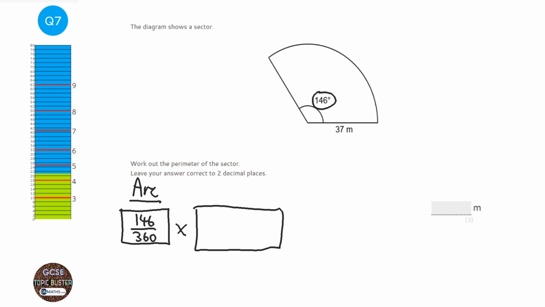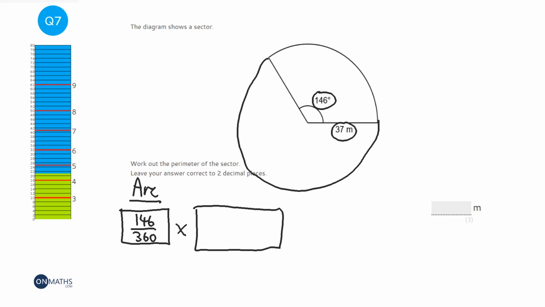The formula for the circumference of the total circle is pi d, or 2 pi r. Well, here we've got a radius because it's halfway across the circle. If you imagine the whole circle looks something like that, then the 37 is the radius. So we need to first of all double the radius to get the diameter, and so we're going to do pi times 74, which is twice 37. Okay, so we type that all into our calculator, so press the fraction button, 146 over 360 times pi times 74.